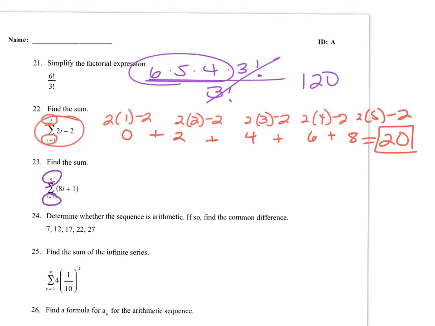Number 24 says determine whether the sequence is arithmetic. Arithmetic means you're adding the same thing every time. So geometric, multiplying, arithmetic, adding the same thing every time. So from 7 to 12 and 12 to 17 and 17 to 22 and 22 to 27, are you adding the same thing every time? Yeah. So this is yes. And the common difference, which is represented by D, is what? What are you adding every time? 5, positive 5.